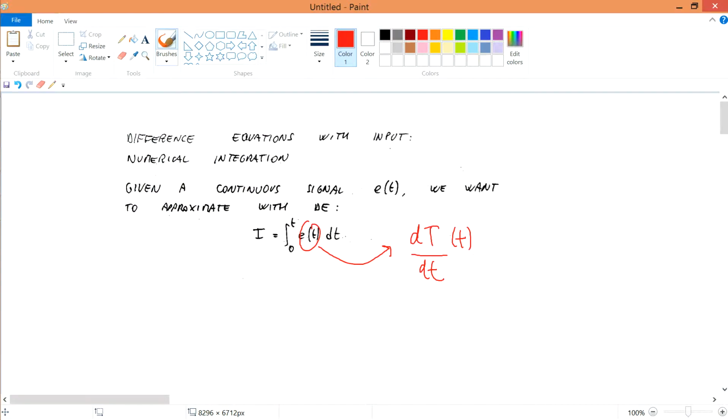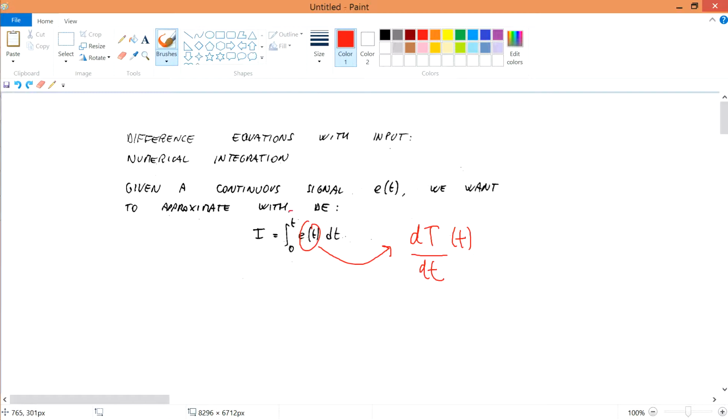In this video, we will derive the understanding of Euler's forward method. Before we start, we'll begin with something familiar to you, which is continuous signal integration. This e(t) over here is a certain function.